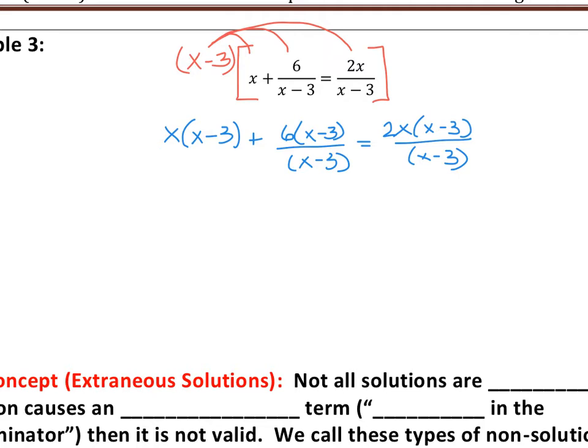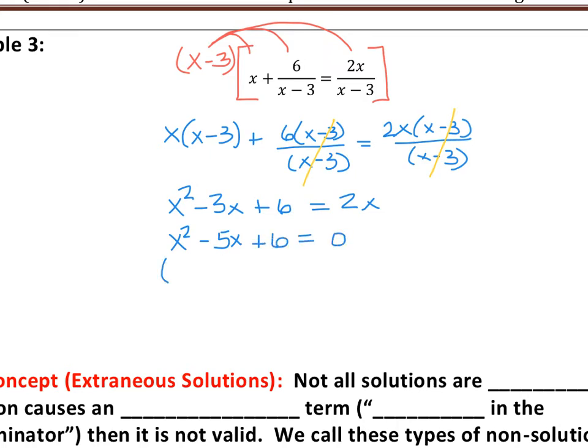So I'm going to go ahead and start doing a little bit of the distributive property here. x times x minus 3 is x squared minus 3x. And I see my reduction here, so this simplifies to just plus 6. And on the right hand side, likewise, this x minus 3 over x minus 3 has common factors, so they'll reduce to 1. So I'm just left with 2x over here. And now I'm going to get my like terms together. So I have x squared on the left minus 3x, and then I'm going to subtract the 2x from the right, so that'll give me x squared minus 5x plus 6 equals 0.